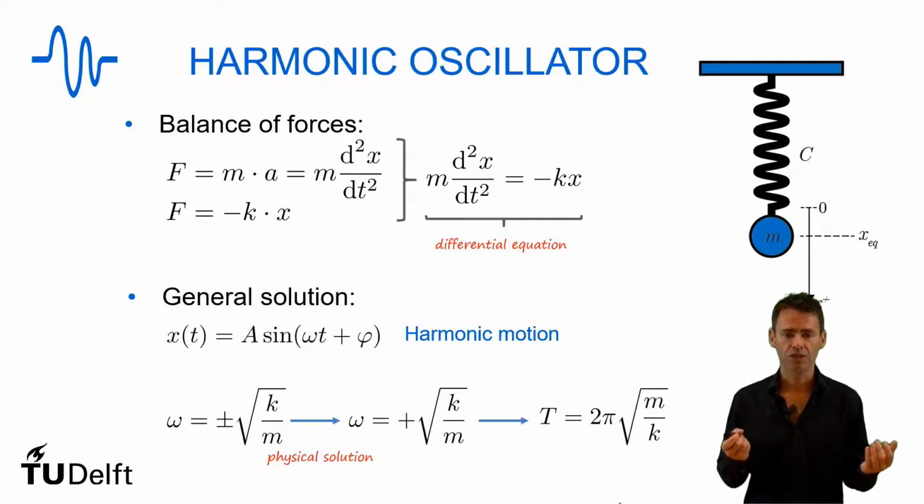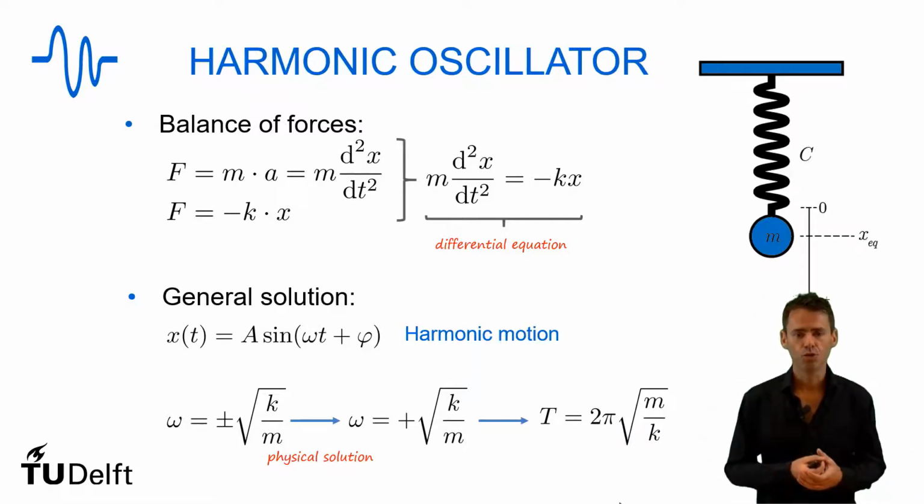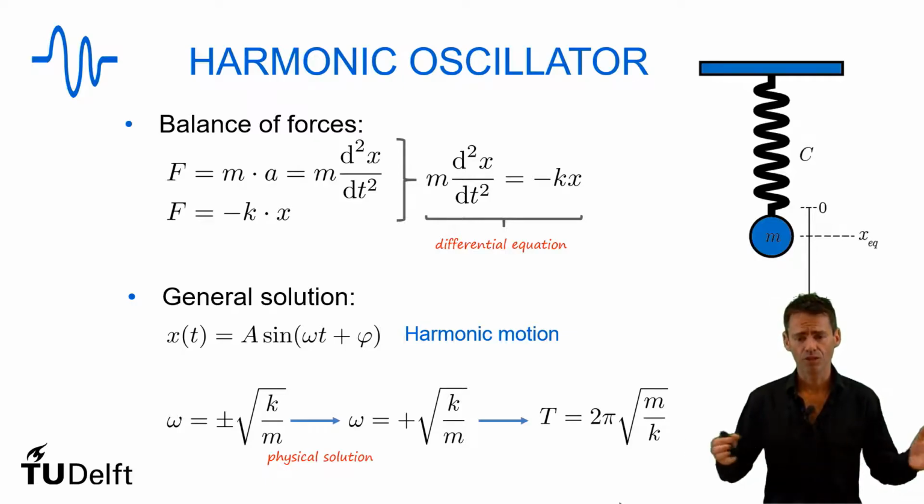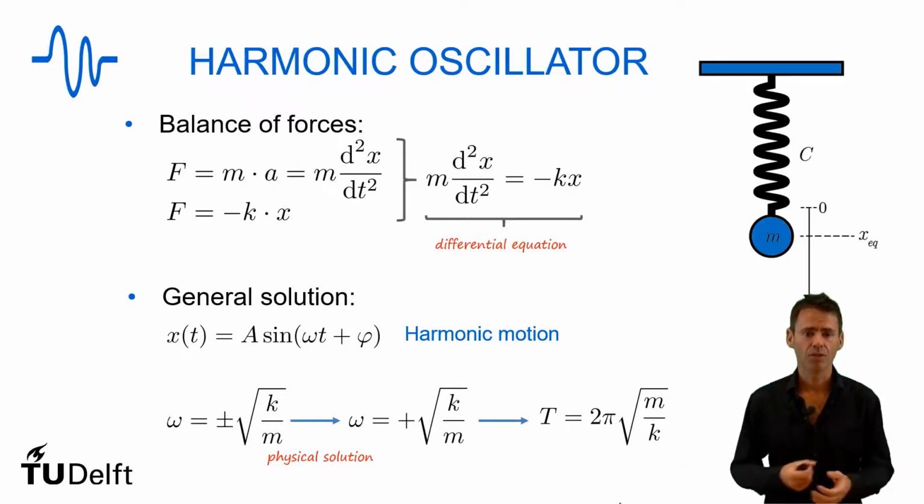From this we can find the oscillation time. T is 2 pi times square root of m over k. From this you can already see that if I have a large mass, I get a long oscillation time. But also, if I have a weak spring, I also get a long oscillation time.